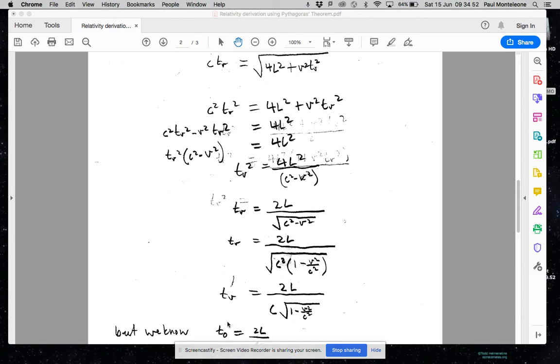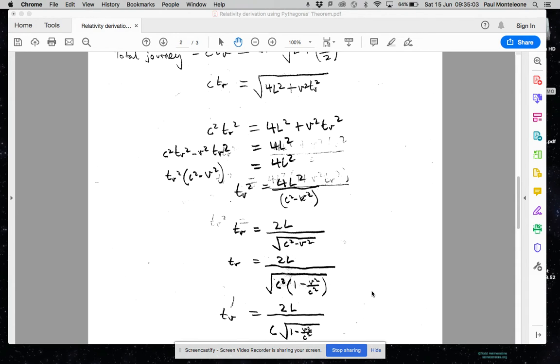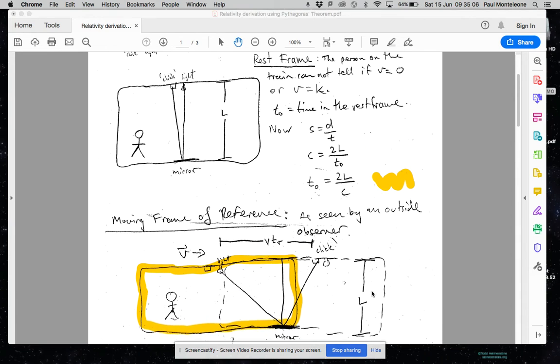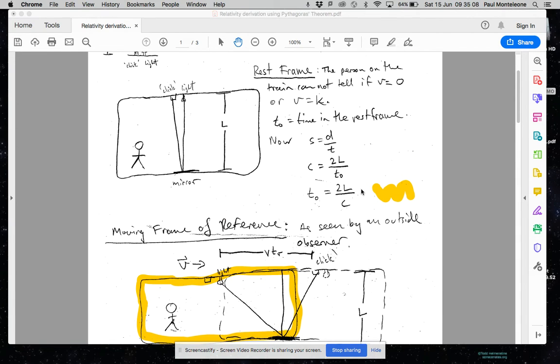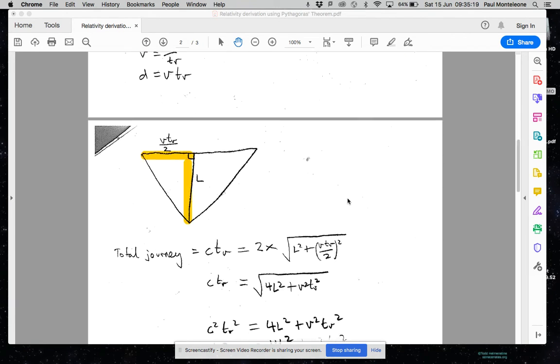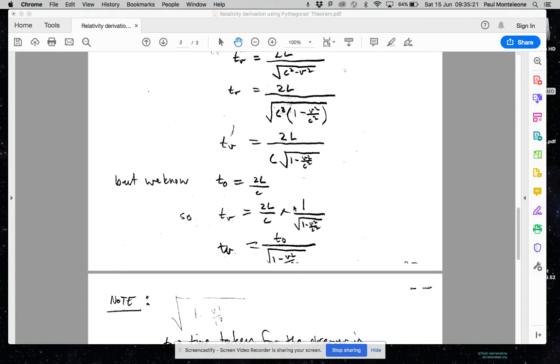Now here we are. I've got an expression for TV in terms of 2l on c, and I've got the square root of 1 minus v squared on c squared. Now, some of you may go, oh, 2l on c, I think I remember that. Well, you remember earlier on, we actually determined an expression for TO. And we determined this expression for TO as being 2l on c. Hang on a minute. Now I've got a way to relate TO, that is the time in the rest frame, to TV, which is the time in the moving frame.